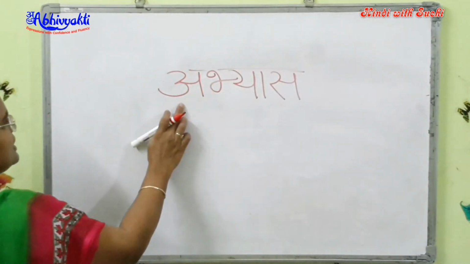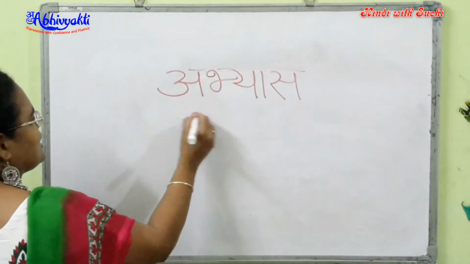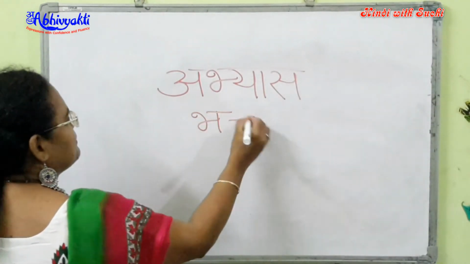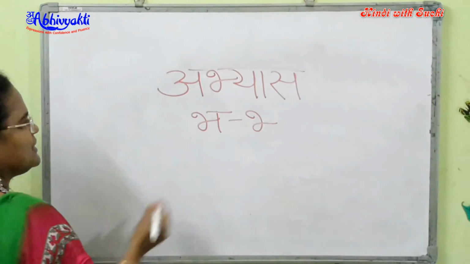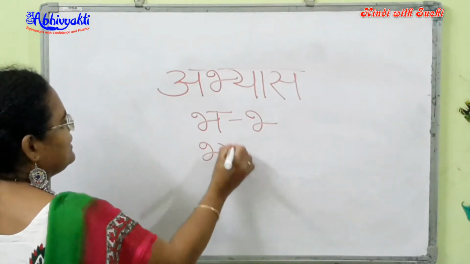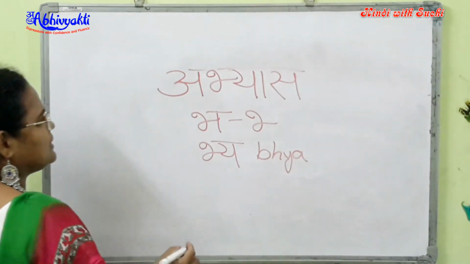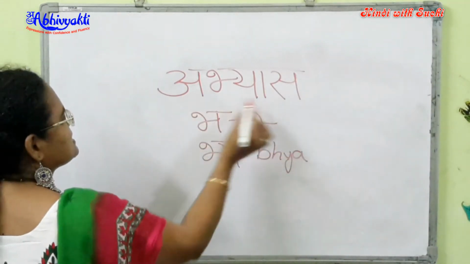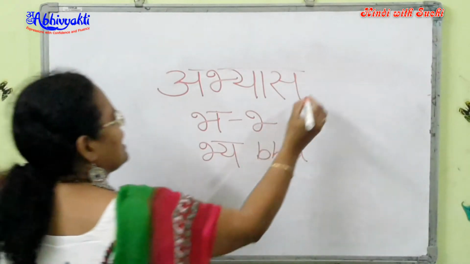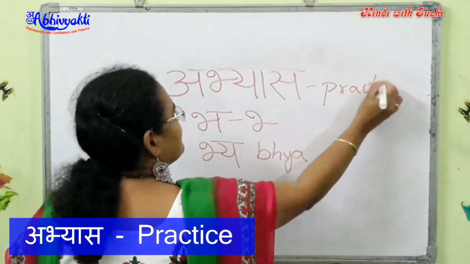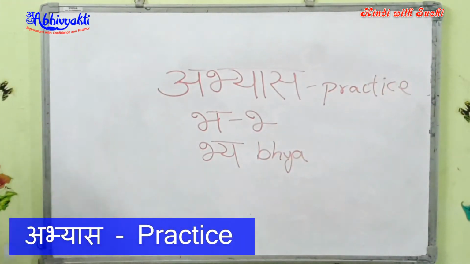Now I am using the compound letter with bh. So again bh is written without the stem. So bh and ya gives me bhya, bhya. So abhyas, abhyas, abhyas is practice.